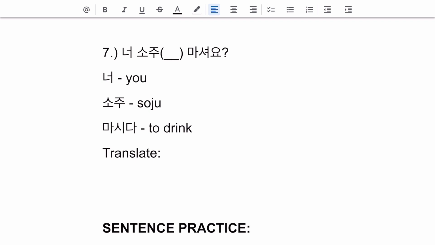So how do we translate this? It can actually be translated 2 ways. So the first way is, do you drink soju? And the next way is, are you drinking soju? Like, are you drinking it right now?